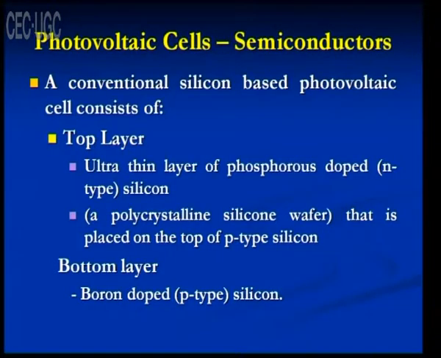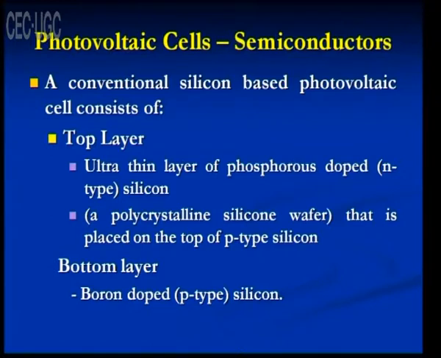Photovoltaic cells are made out of semiconductors. The most commonly used semiconductors include silicon and germanium. There are other materials too which are being used for the same purposes. Now, let us focus on the type of photovoltaic cell that is made out of semiconducting materials.